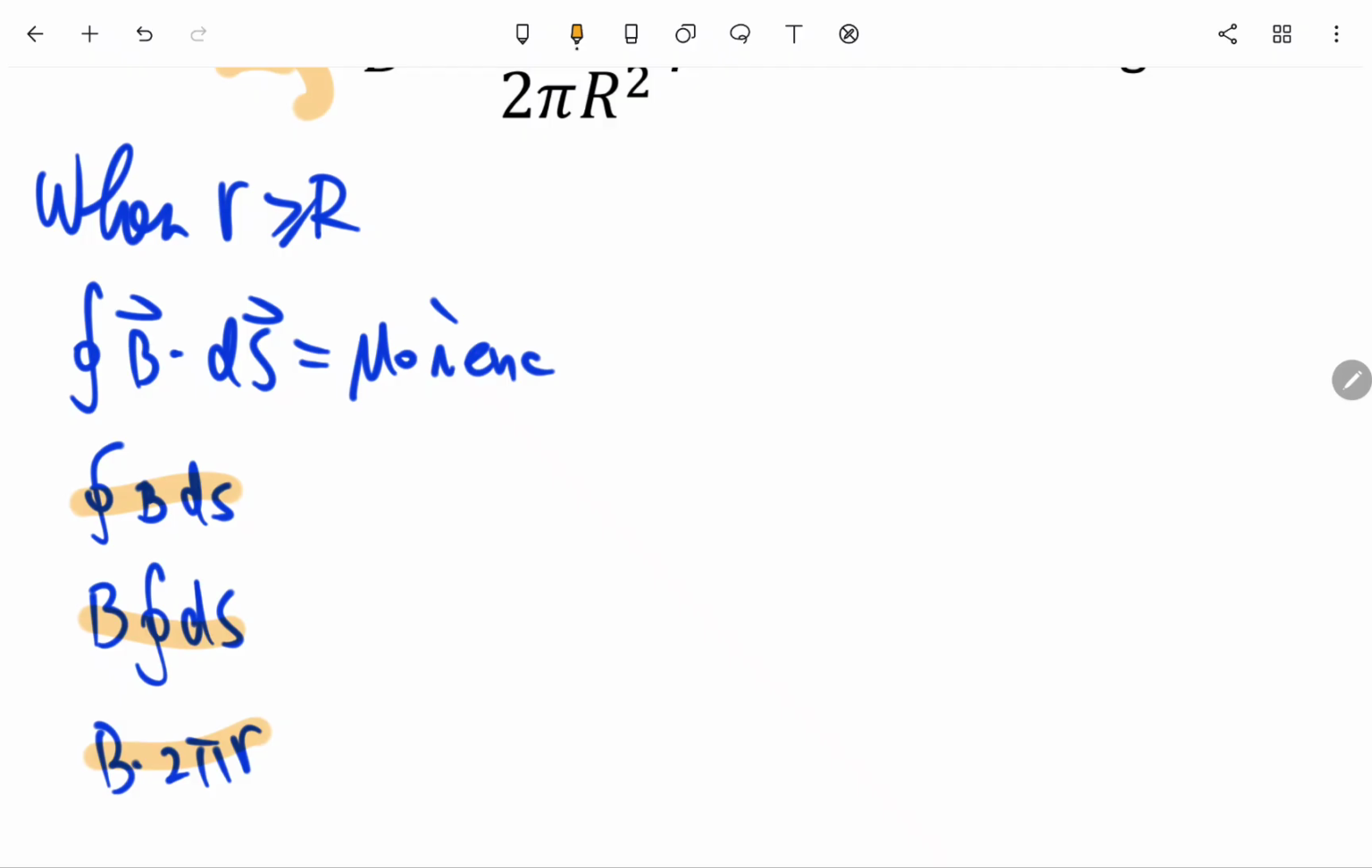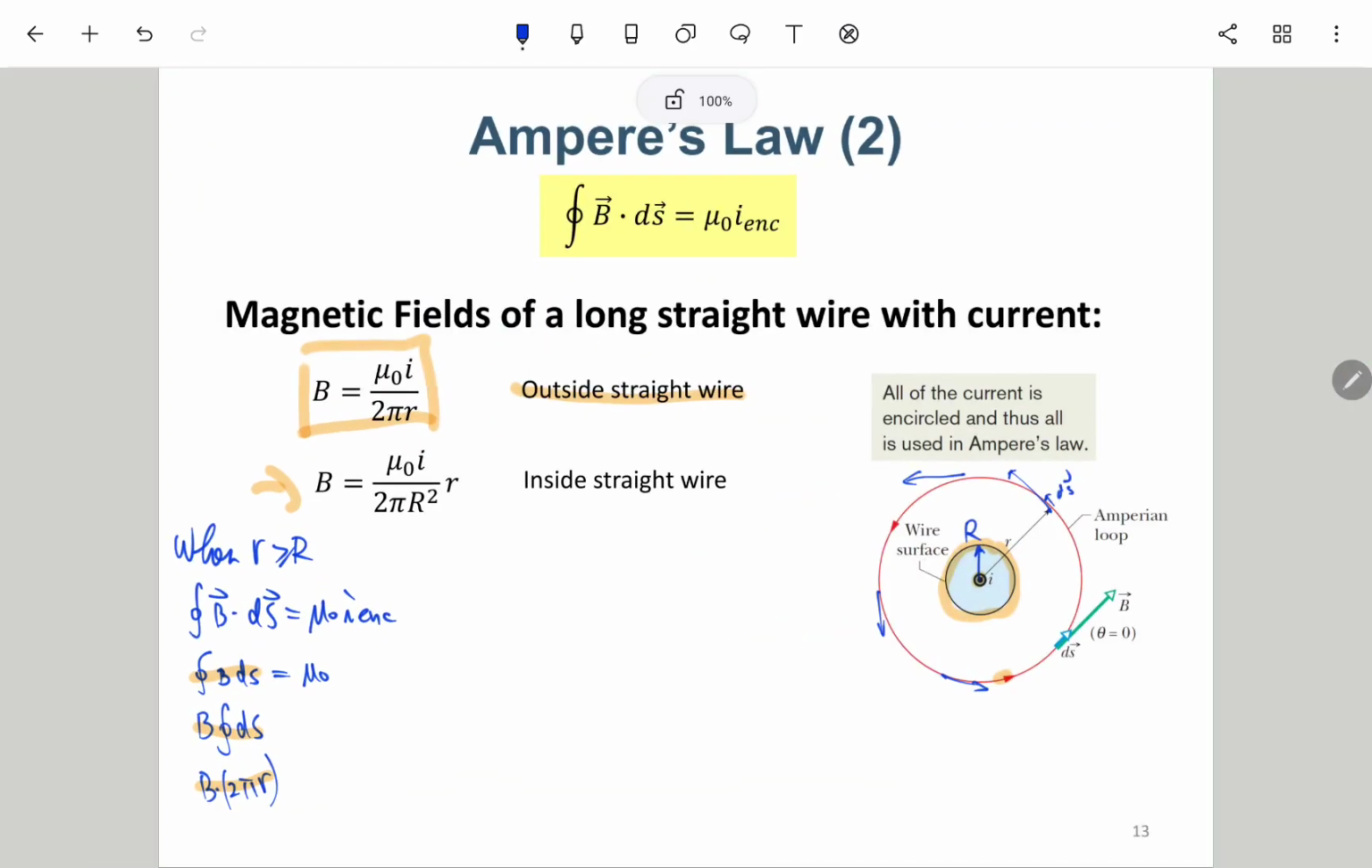With a circular Ampere loop and some symmetry structure, it always goes like that. The integration of B dot ds becomes the integration of B times ds, then B times the integration of ds, and finally B times 2 pi r, which is the circumference. On the right hand side, mu 0 times I enclosed is nothing but I, the whole I, since the whole current is enclosed by the Ampere loop. Nothing special on the right side. Finally, you just move 2 pi r to the right side, so B equals mu 0 I over 2 pi r.